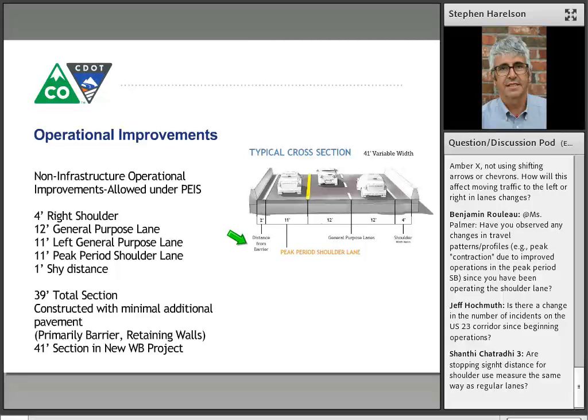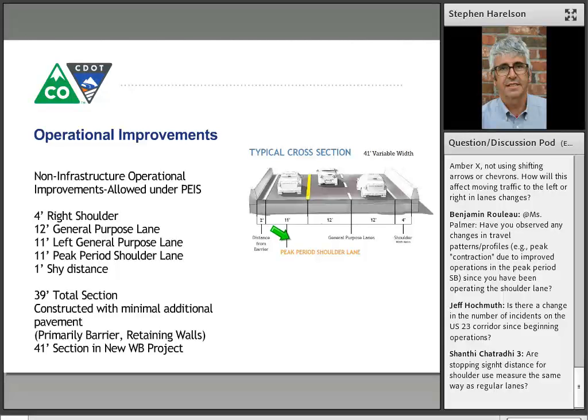Operationally, we've had some challenges with that. The shy distance, I think, is the biggest complaint we get. The 1 foot distance from that white line to the barrier is unnerving for a lot of people, and it slows traffic down. So as we're designing the westbound project, we've widened our section by about 2 feet.